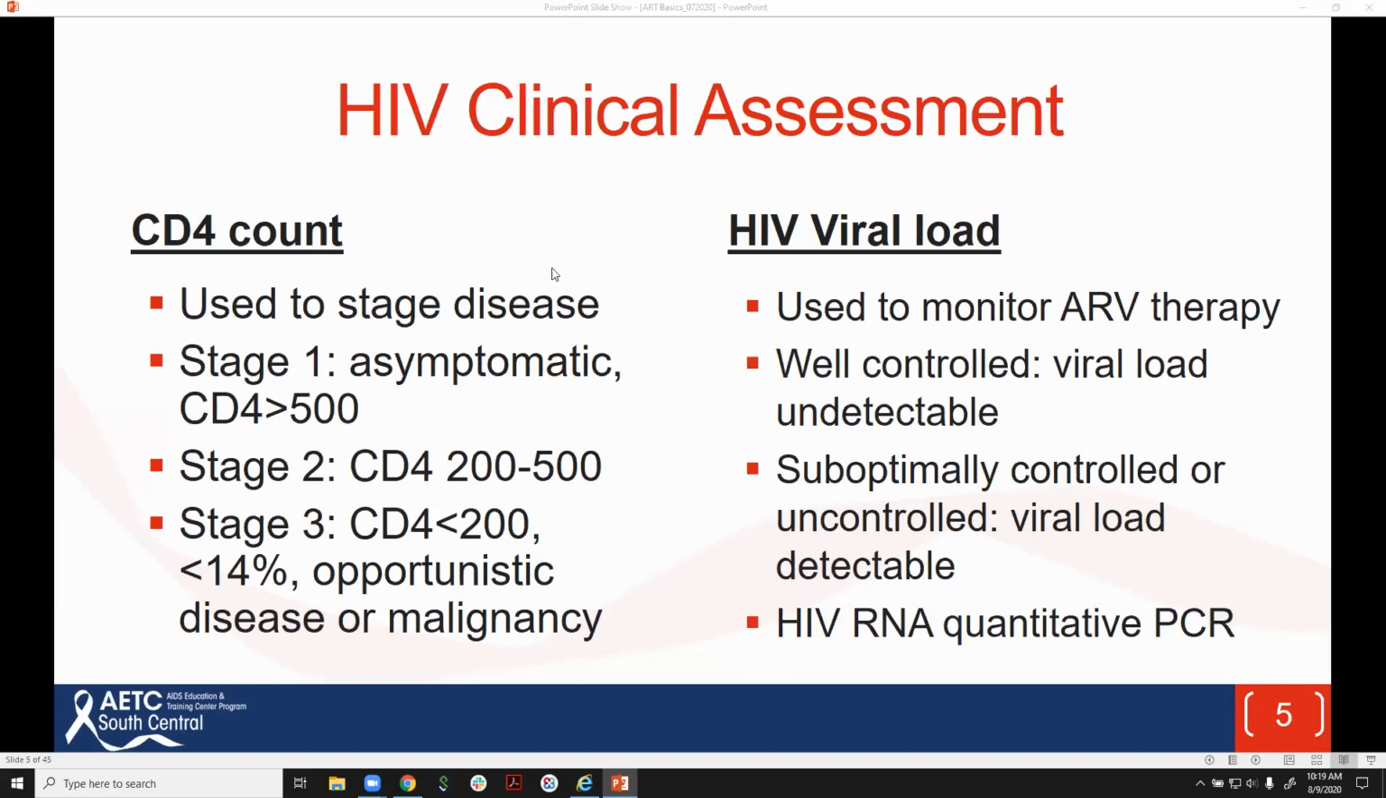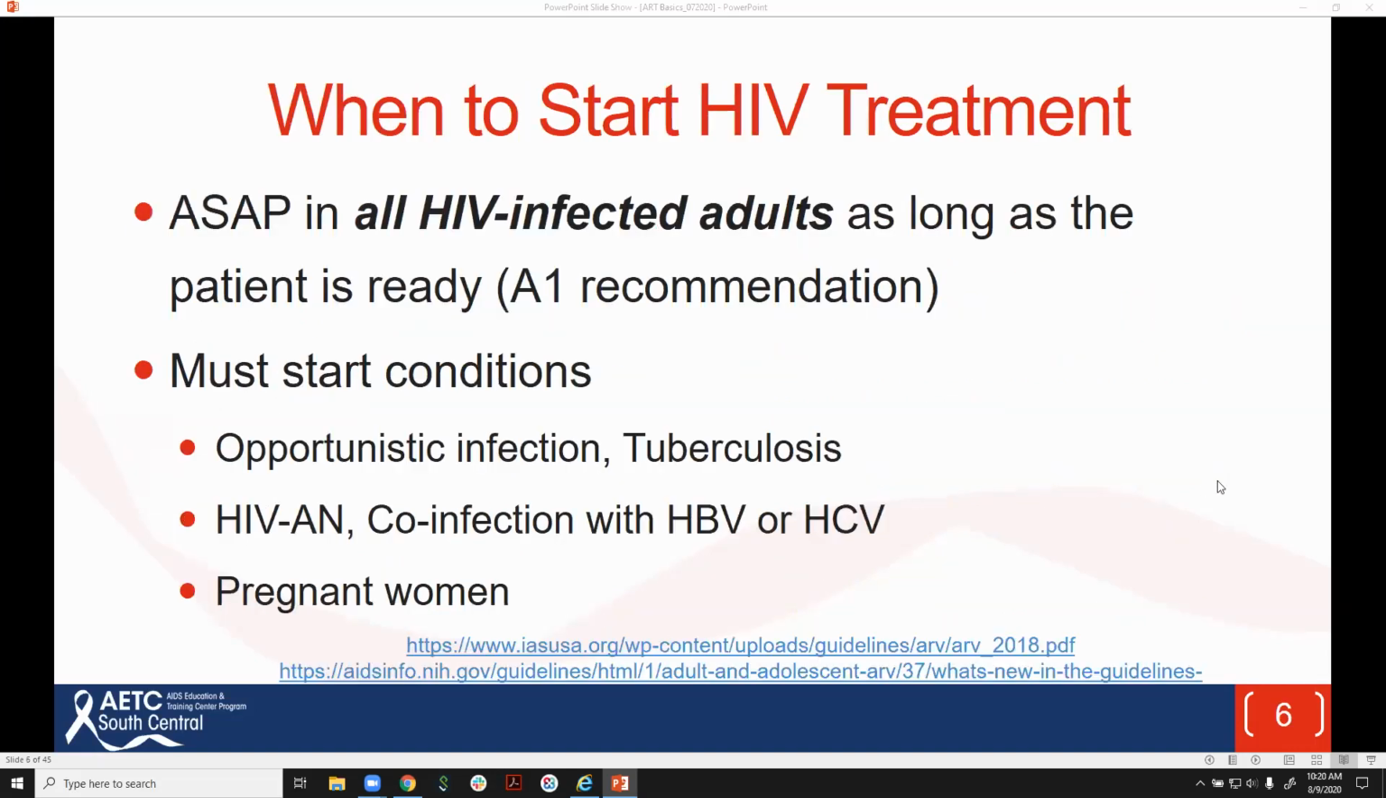So that can be more accurate to see if there's a true difference between two CD4 counts. We want to see a significant percentage change. And in pediatrics, where their CD4 counts are different depending on how old they are, they monitor CD4 percentage much more than absolute counts. So just a more accurate way of checking that.